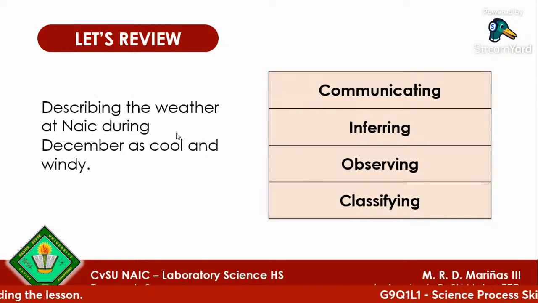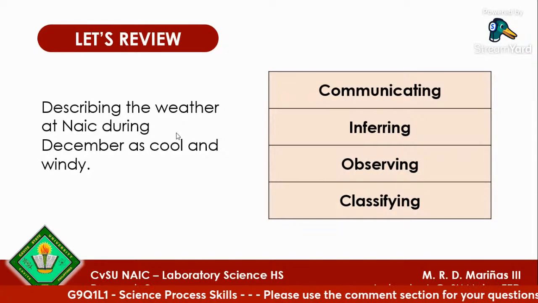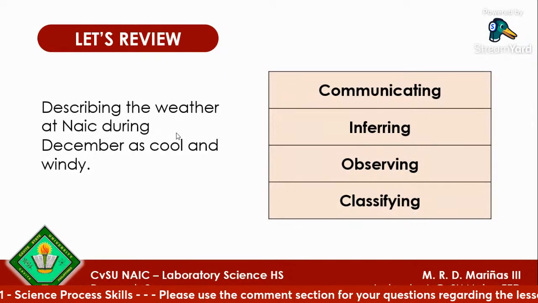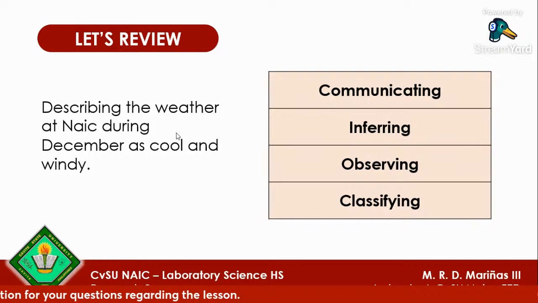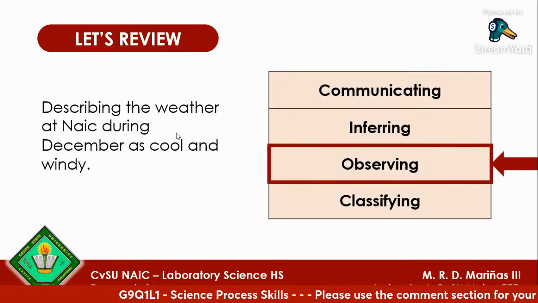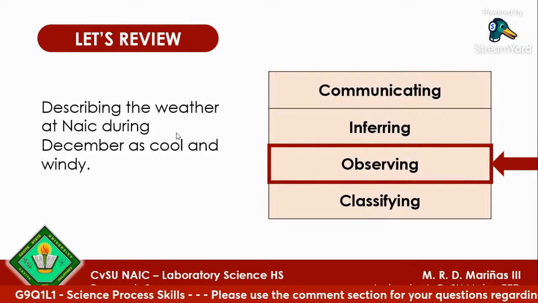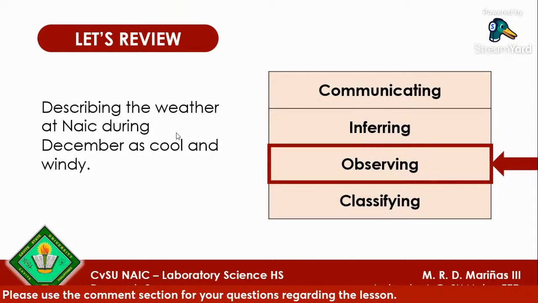So let's continue. Describing the weather at Naik during December as cool and windy. So sinasabi daw natin na yung weather daw sa Naik kapag December daw ay malamig at mahangin. Is it communicating, inferring, observing, or classifying? Okay, so the answer for this one is observing. We use our senses para masabi na malamig at mahangin sa lugar na yan kapag panahon ng December.